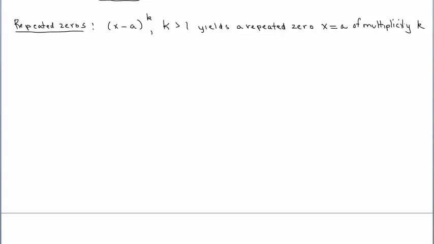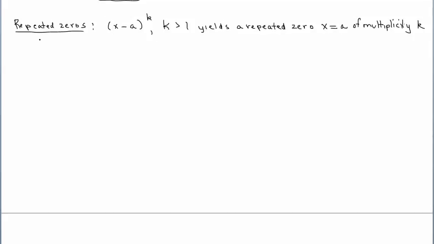So of this form right here, if k is greater than 1, this yields a repeated zero at x equals a. A just represents a number. A could be 4, so x minus 4. So x equals 4 would occur k times, which matches the exponent. Looking at this in an example will probably be more clear.